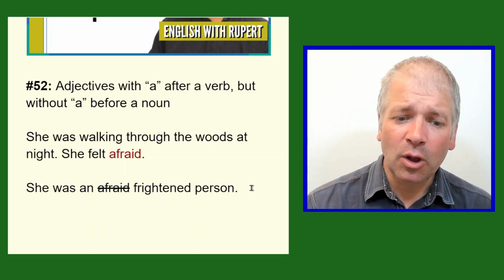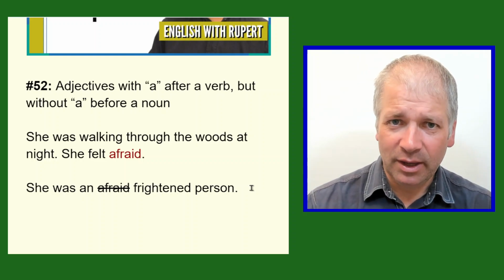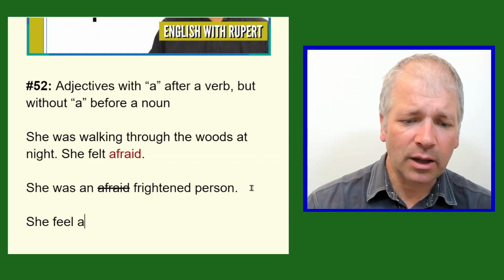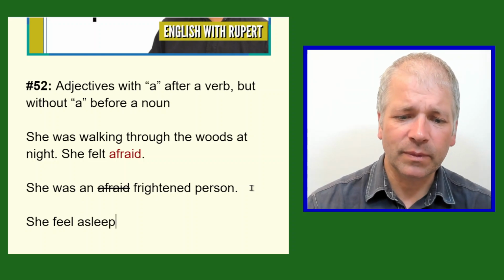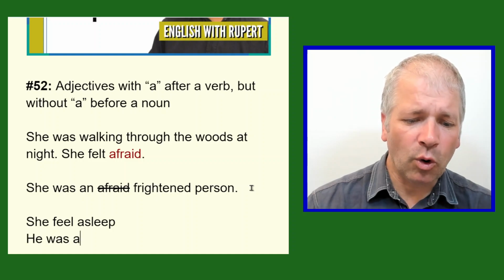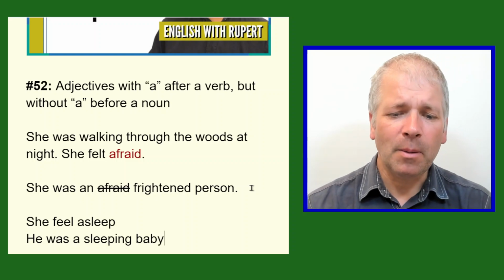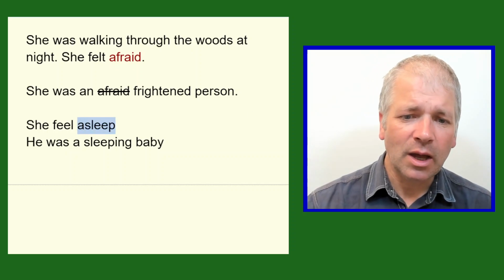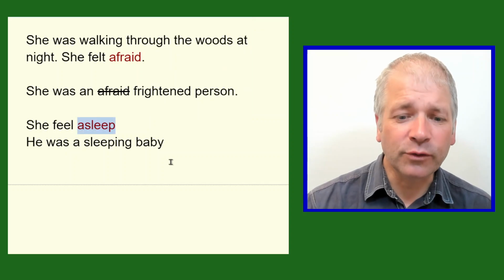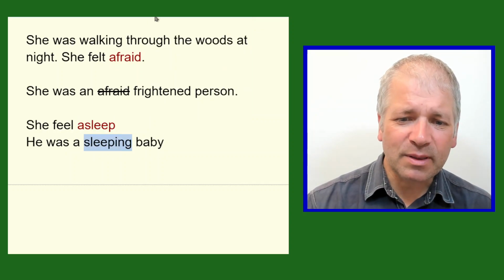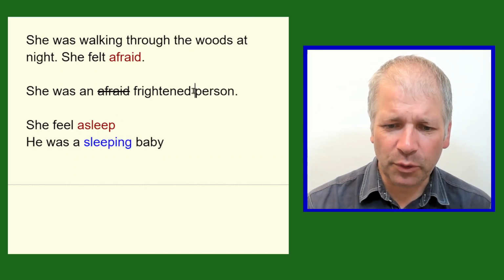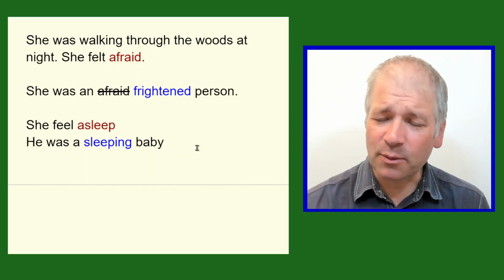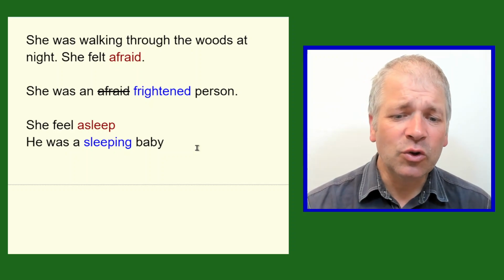Here's another example which perhaps is closer in terms of the changes. She fell asleep. He was a sleeping baby. Notice the difference here. We have asleep after the verb, but sleeping, let's use some colours for the adjectives before the nouns, sleeping before the noun. So we've changed from asleep to sleeping.